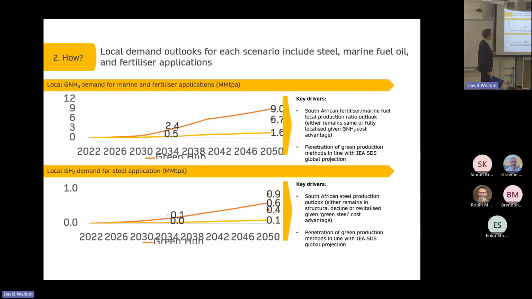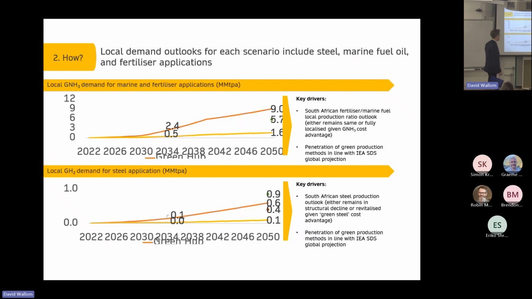So this is looking at the local demand outlooks. You'll see there's a pretty broad range. Essentially, what I'm doing here is I had an outlook in terms of final product. So in the case of steel, that's an outlook in terms of how much steel would be produced. I then multiply that by a green hydrogen penetration rate, and that's how you get this final number. The penetration rate I kept the same between the pessimistic and optimistic scenarios because both of those scenarios are net zero by 2050 scenarios. But what's changing is the amount of steel that would be produced.